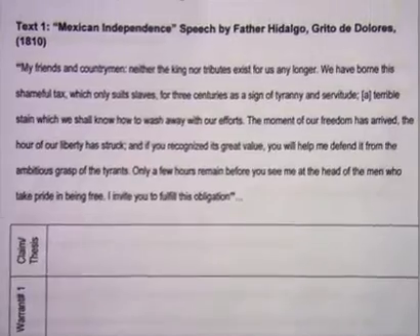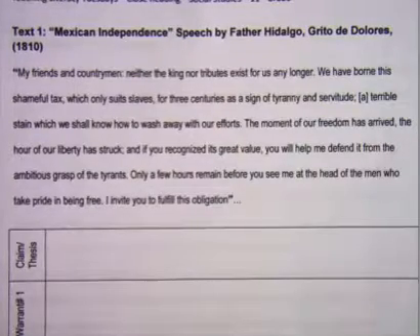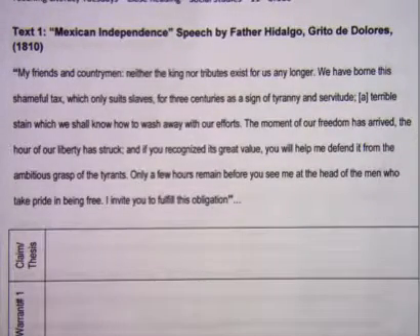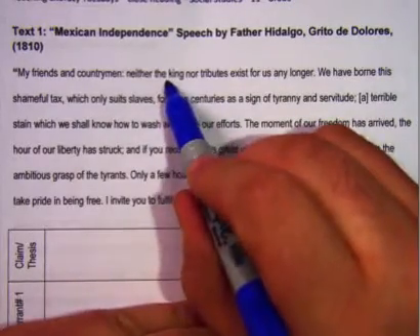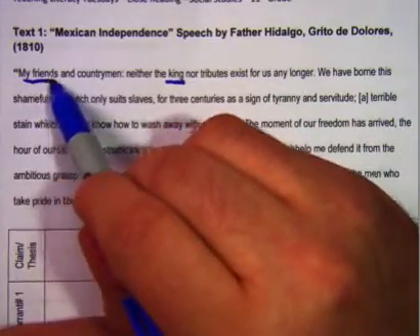Okay, here is text 1. It is super brief. Just a paragraph. All right, bring that into focus here. My friends and countrymen, neither the king nor tributes exist for us any longer. We have borne this shameful tax, which only suits slaves, for 3 centuries as a sign of tyranny and servitude, a terrible stain which we shall now wash away with our efforts. All right, there's a king in this statement. My friends and countrymen, this indicates the audience.